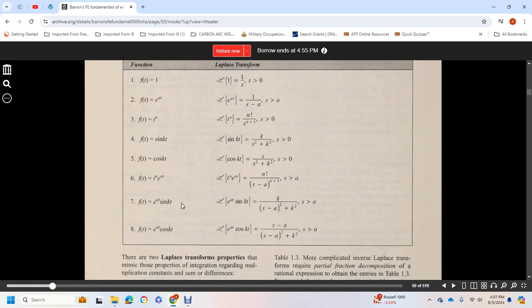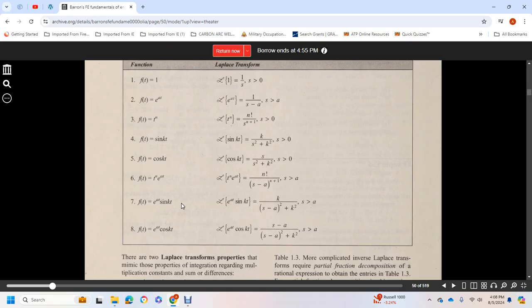Alright, f(t) equal to sin kt. The Laplace transform of sin kt is equal to k over s squared plus k squared, for s greater than 0. For the function f(t) equal to cosine kt, the Laplace transform of cosine kt is equal to s over s squared plus k squared, for s greater than 0.